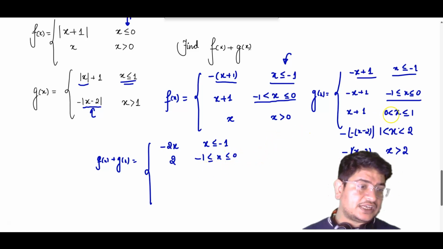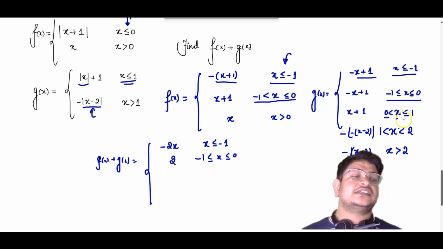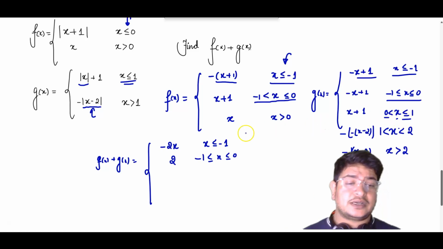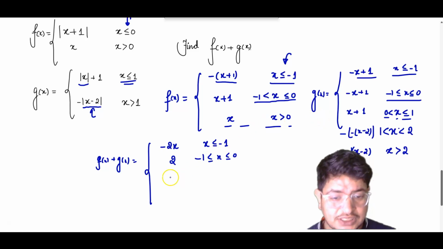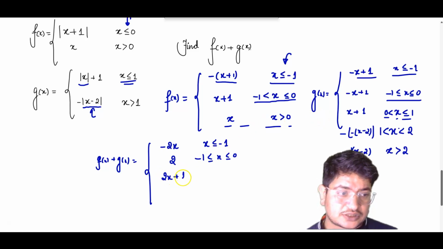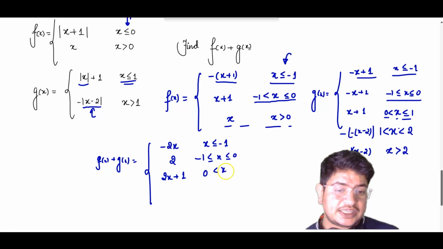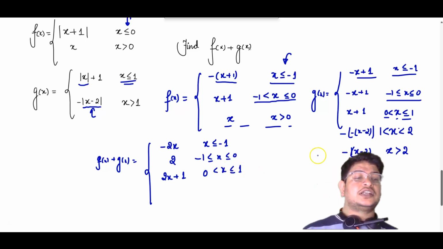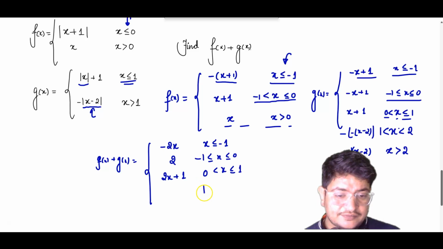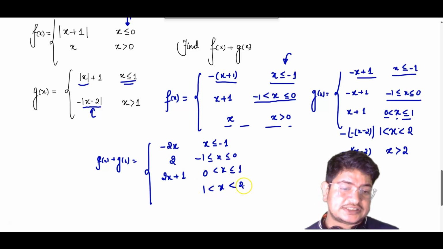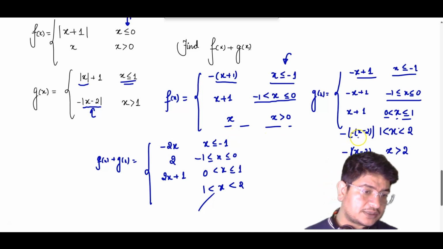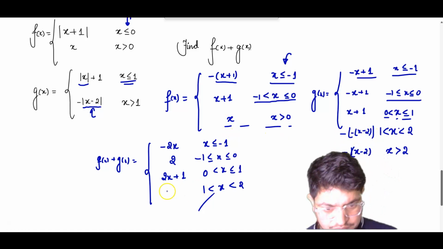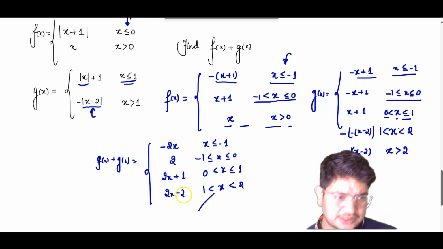Next one, when we have x greater than 0 but less than 1. Here, whatever the condition you take, you will always get x greater than 0. So we can add these two values and the value is 2x plus 1. But the region that we will take is this one. Now the next one, when x is greater than 1 and less than 2, here minus minus will become plus, x minus 2. So that will become 2x minus 2.